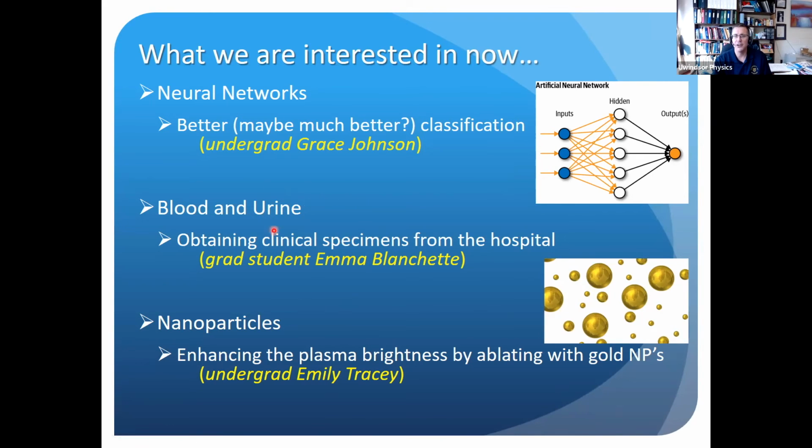So the blood and urine is very new. The nanoparticles are new. These neural networks are very new. So I've been working on this, as I said, since 2005. There's still new stuff to do because we're not there yet.